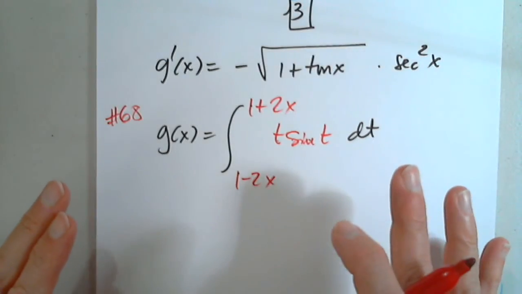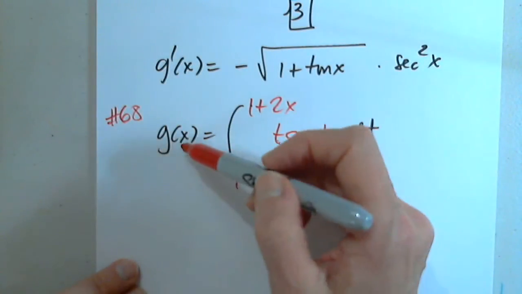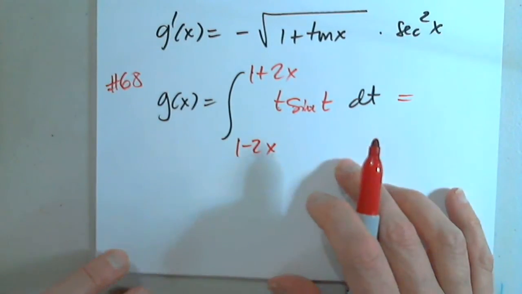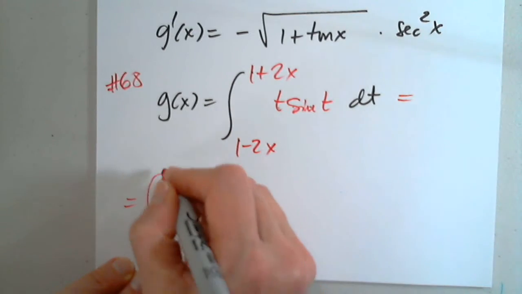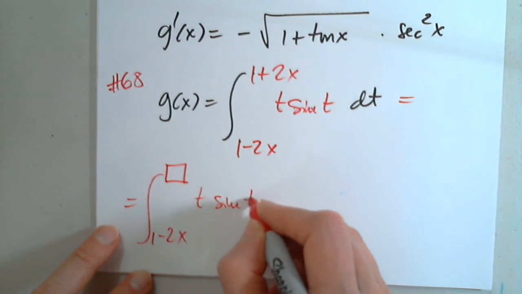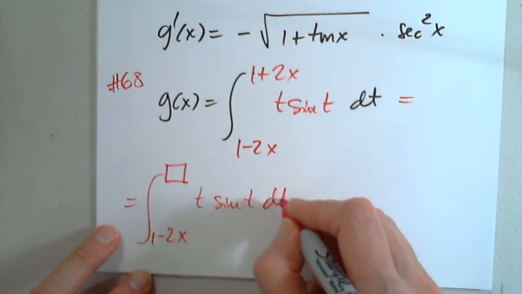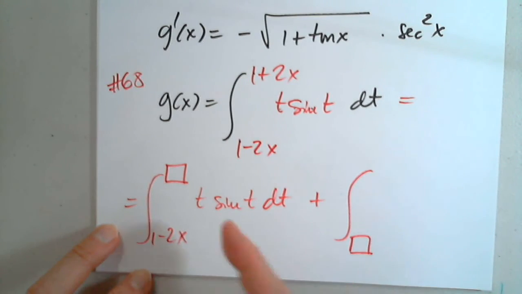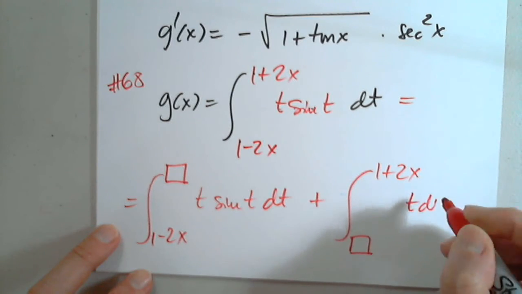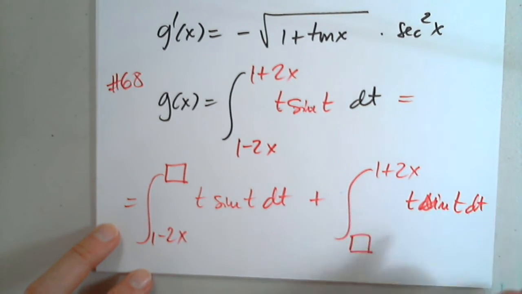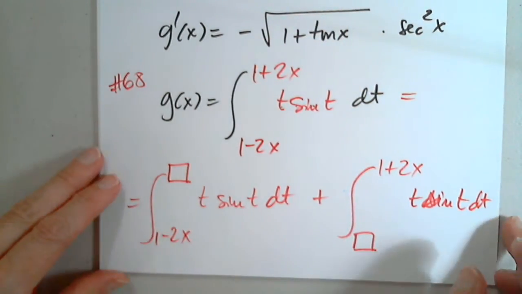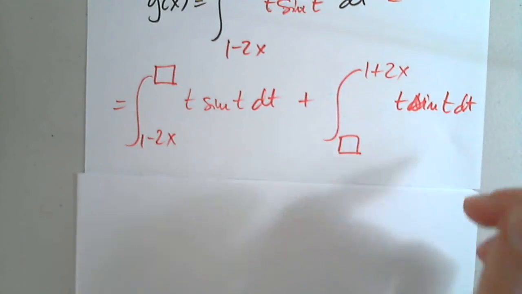Well, I have some prep to do. Remember one of the properties of the definite integral from a to b? I can break it up anywhere I want. From 1 minus 2x to whatever you want. You don't even have to put anything, or put 0, or put whatever. A circle, a triangle, anything. Remember, I'm breaking it at the same point, of course. t sine t dt. And I have one more step. This is okay, but this is not. And then we can differentiate.